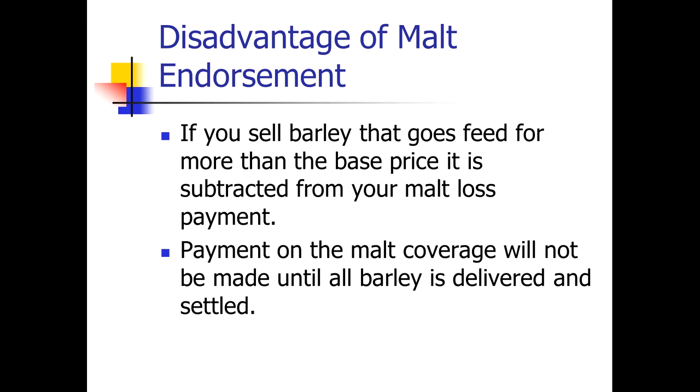So the disadvantage of the malt endorsement, obviously, is what we always want people to understand going into this. There are scenarios where this could pay really well, so I never want to discourage anyone from doing it. I just want them to understand the downsides, or what could happen in a claim as well. If you sell barley for feed for more than the base price, it's subtracted from your malt loss payment. It used to be that as long as the barley was rejected, they didn't care what you sold the feed barley for. It just mattered that it was settled as feed. Now we have to sell all of our barley and then show them the settlement sheet showing that we didn't get a big premium for it, as a middle between malt and feed type price. So that's where that came in.